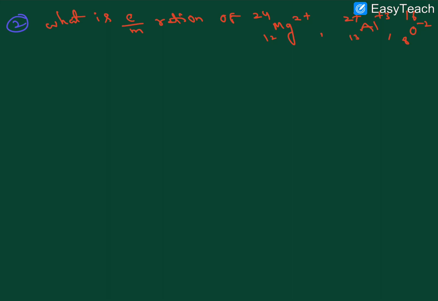Now I will give one question. Just solve it and comment. What is the E by M ratio of magnesium +2, with 24 and 12 as atomic number; aluminium +3, 13, 27; and oxygen -2, 8 and 16? The upper side indicates the mass, and the bottom is called the atomic number. So calculate the E by M ratio. Comment this question, try this, and if you don't get it, comment and I will give the answer.